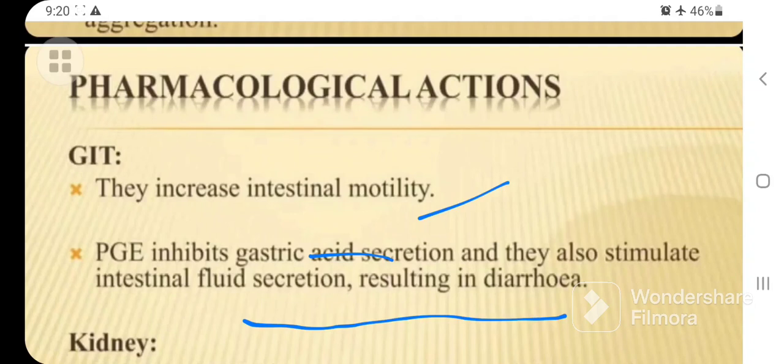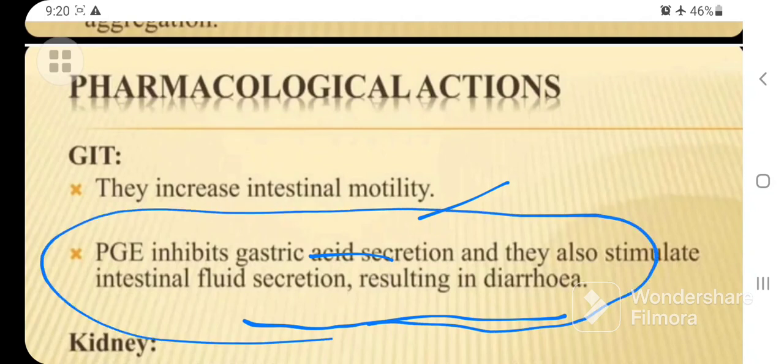Clear. They will inhibit excess gastric acid secretion and stimulate intestinal fluid. In diarrhea, due to continuous diarrhea, there is a chance of dehydration. So to counter that dehydration, these prostaglandins play a vital role. They will collect the water and store it.